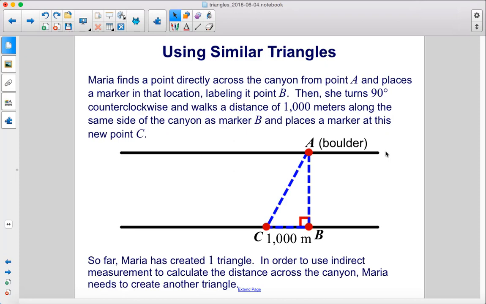Maria finds a point directly across the canyon from point A and places a marker in that location, labeling it point B. Then she turns 90 degrees counterclockwise and walks a distance of 1,000 meters along the same side of the canyon as marker B and places a marker at this new point C. So far, Maria has created one triangle. In order to use indirect measurement to calculate the distance across the canyon, Maria needs to create another triangle.